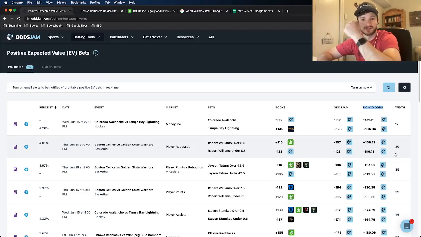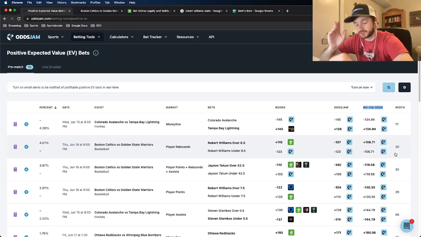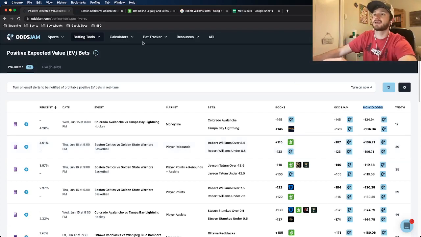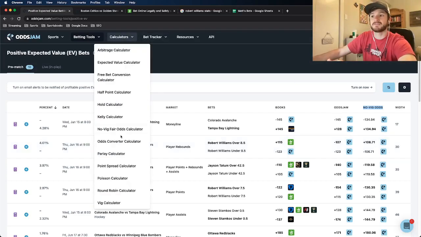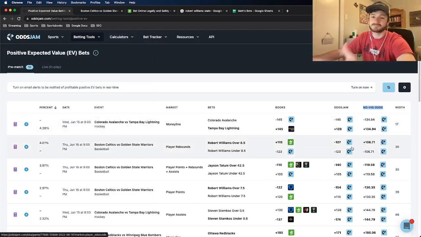So in order to understand what the OddsJam line truly prices this market at, you need to remove the vig. Now, OddsJam has a calculator that does that. You just go to the no vig fair odds calculator. Luckily, the positive EV page displays what the no vig odds are, which is awesome. Another thing that I find incredibly interesting is the no vig odds have a win percentage associated with them. Whenever sportsbooks price odds, all they're doing is associating a win probability with that specific bet, and you can convert odds into a win probability.